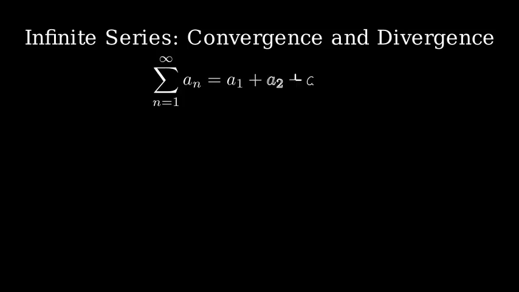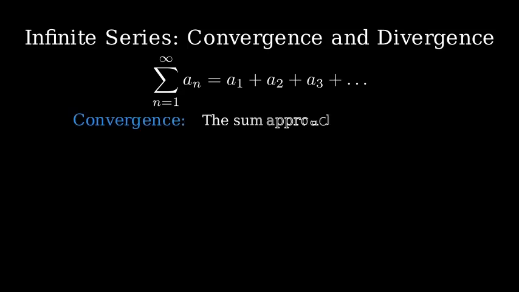An infinite series is the sum of infinitely many terms that follow a specific pattern. We represent this sum using sigma notation, where we start with some index, usually n equals 1, and sum up the terms a sub n as n goes to infinity. When working with infinite series, we're interested in whether the sum approaches a finite value or not.